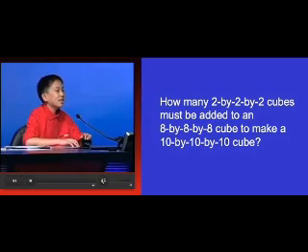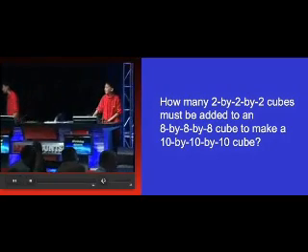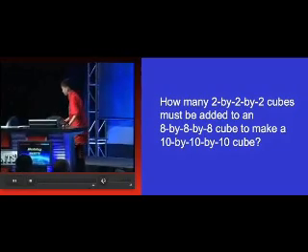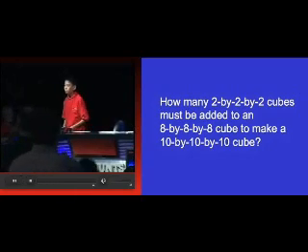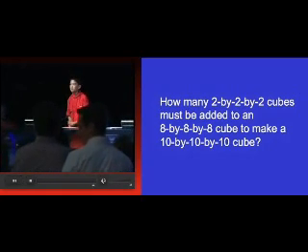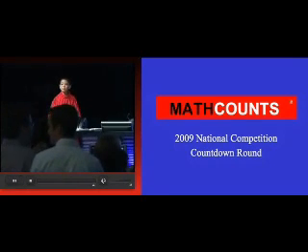Bobby. 61. 61 is the correct answer. Which means that this year's 2009 Raytheon MATHCOUNTS National Competition winner is Bobby Shen from Texas. Congratulations to Bobby.